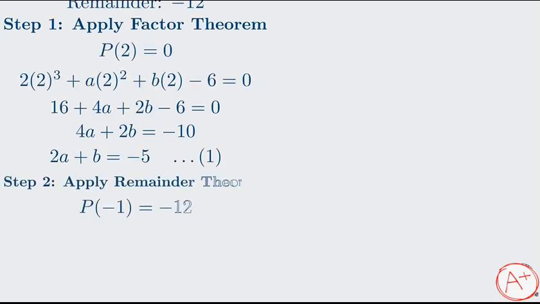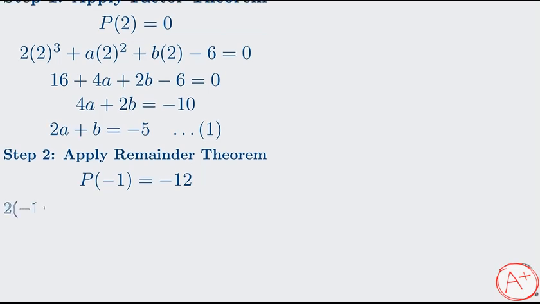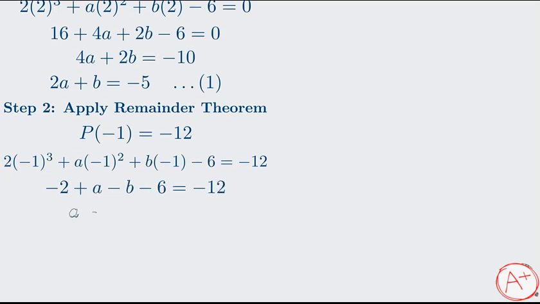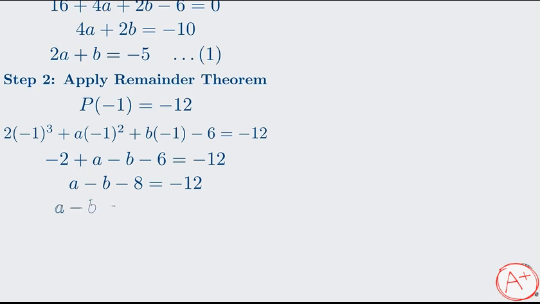Next, we apply the remainder theorem for the second divisor. Since dividing by x plus 1 gives a remainder of negative 12, p of negative 1 must equal negative 12. Plugging in negative 1, we have 2 times negative 1 cubed, plus a times negative 1 squared, plus b times negative 1 minus 6 equals negative 12. This becomes negative 2 plus a minus b minus 6 equals negative 12. Collecting like terms, we get a minus b minus 8 equals negative 12. Adding 8 to both sides, we get our second equation. Now we have a system of simultaneous equations.